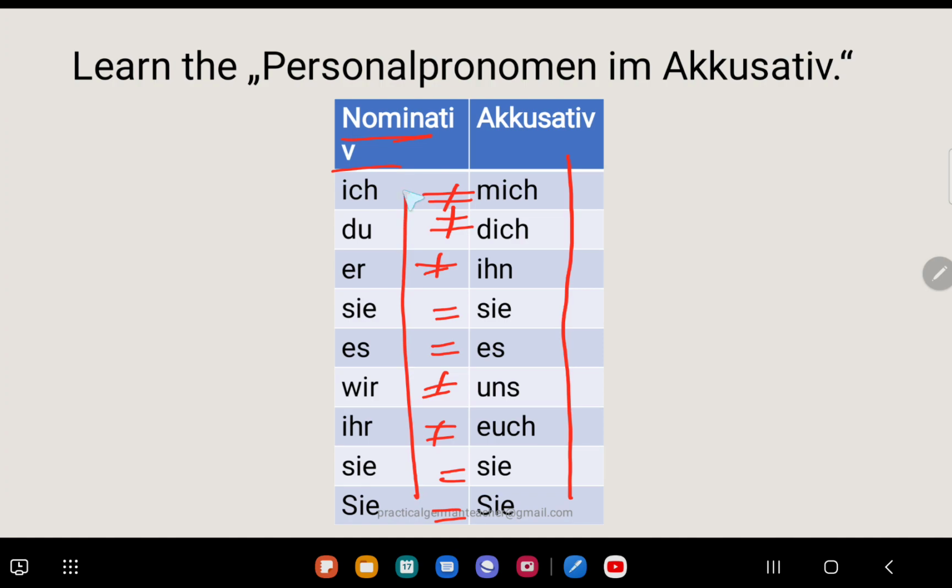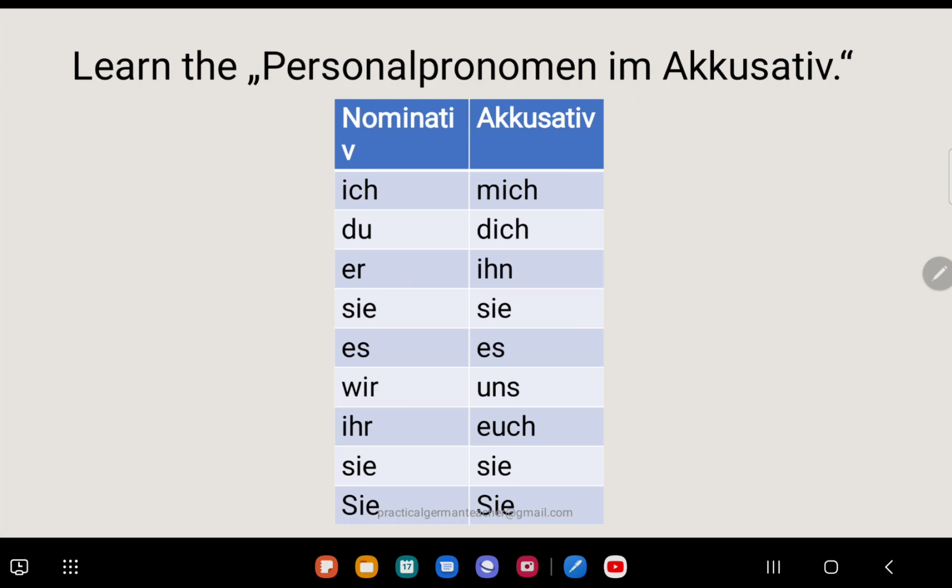Just one more thing: why does this happen? Because whenever you're using these, these are usually in the subject, you know, I do this, you do this, right? But you also say him, her, right? So these are pronouns in the accusative, when they are objects in a sentence. So of course it cannot remain "ich", right? It will be "mich". Okay, please learn this table.